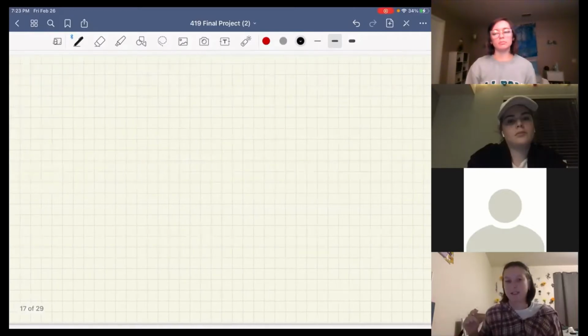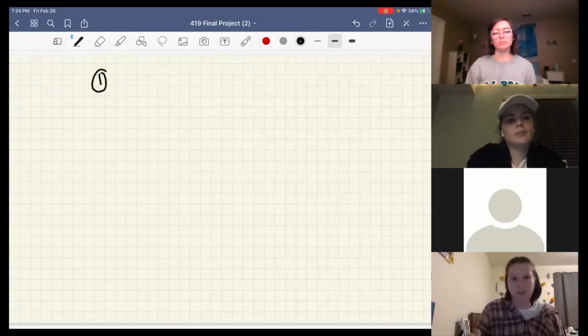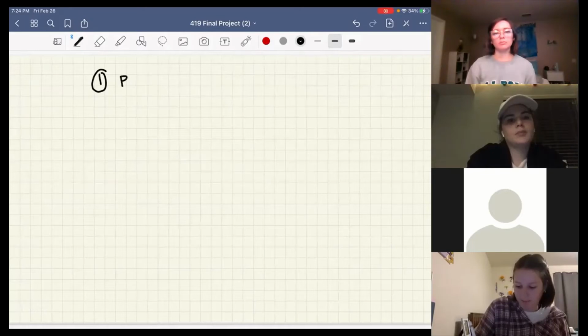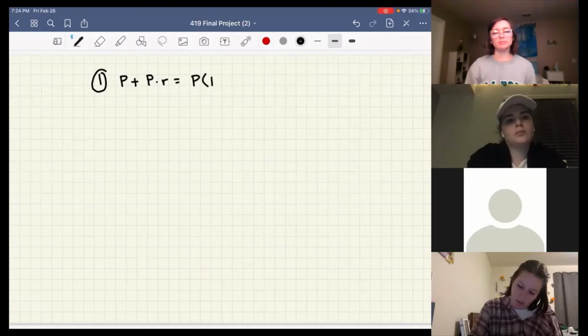So if we're going to create a simple formula for compound interest, at the end of the first year, we would have the principal amount plus the principal amount times the rate. So if you simplify this equation, you would end up with P times 1 plus R.